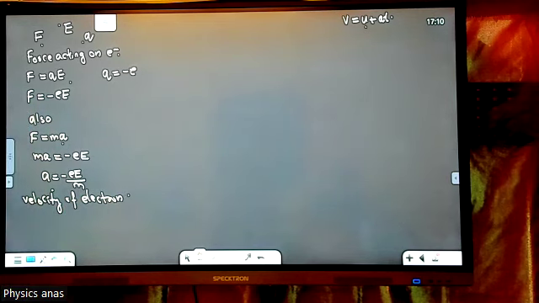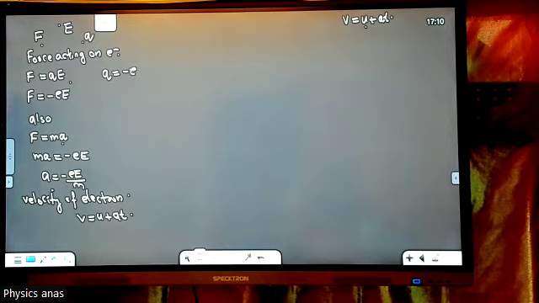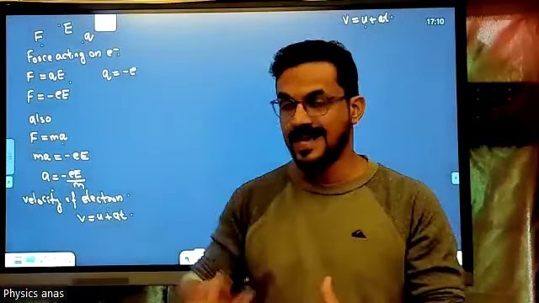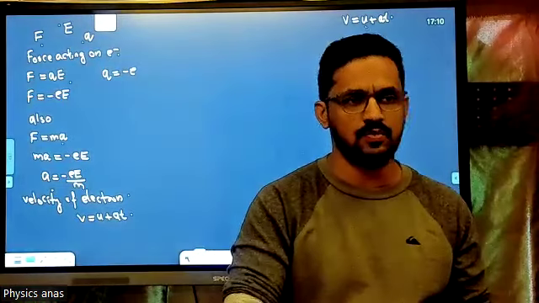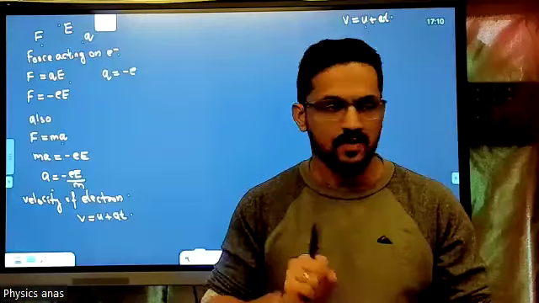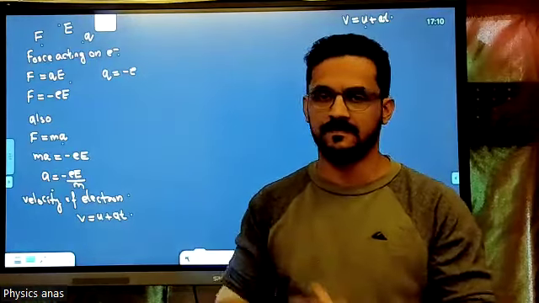What will be the velocity of the electron? What is that equation? V is equal to U plus AT. That means one electron will have a velocity V1, the next electron will have a velocity V2, the next will have V3, V4, V5. Each electron will get different velocities.